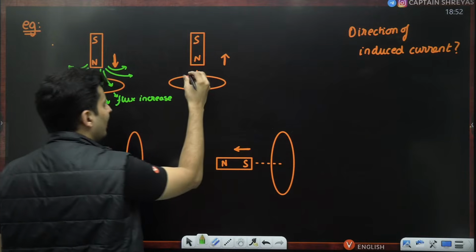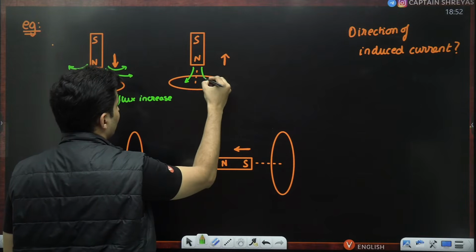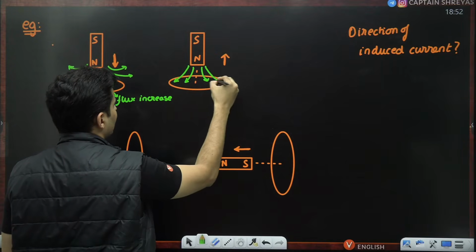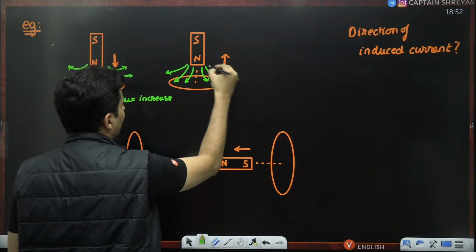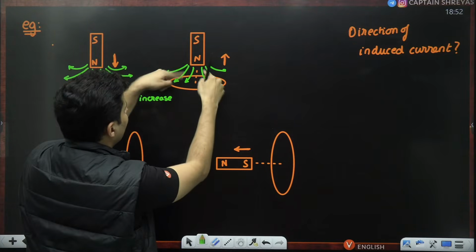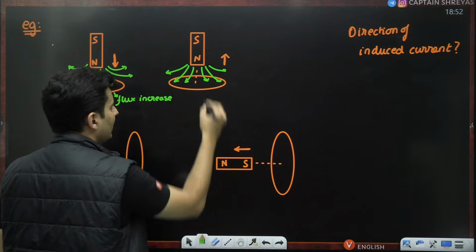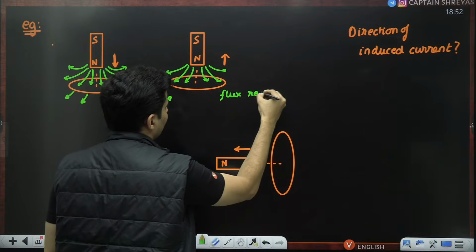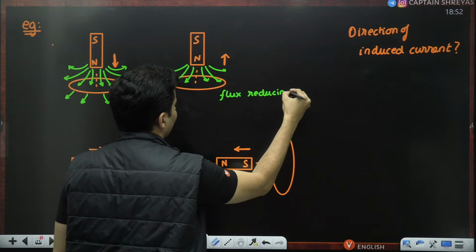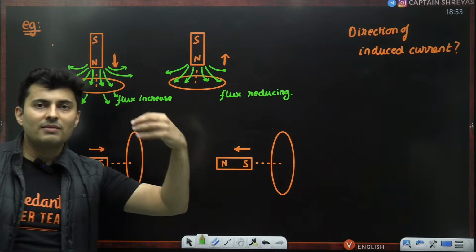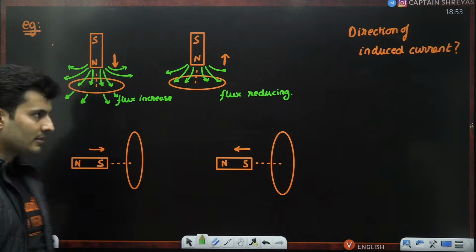Whereas when you take it away, just imagine these were the field lines. As you take it away, you will see that as this goes away, these field lines will no longer cut. So definitely over here, the flux is reducing. Understood? First try to see whether it increases or it decreases.